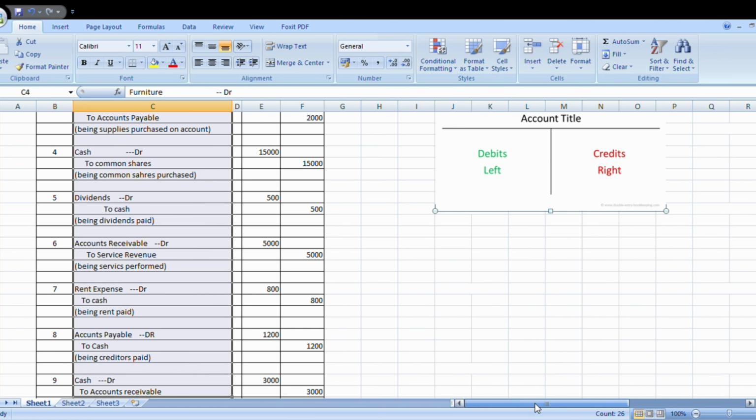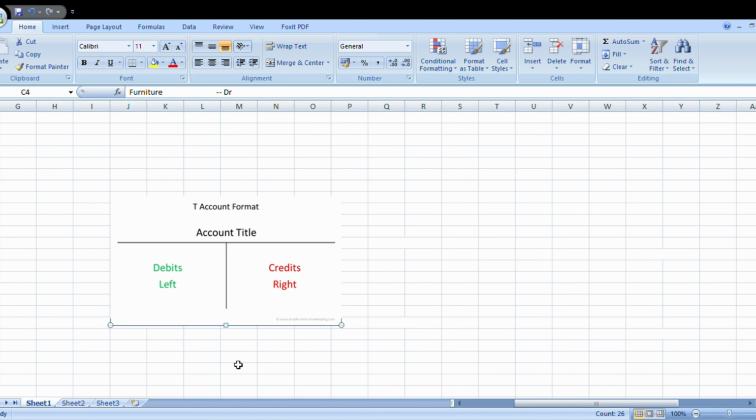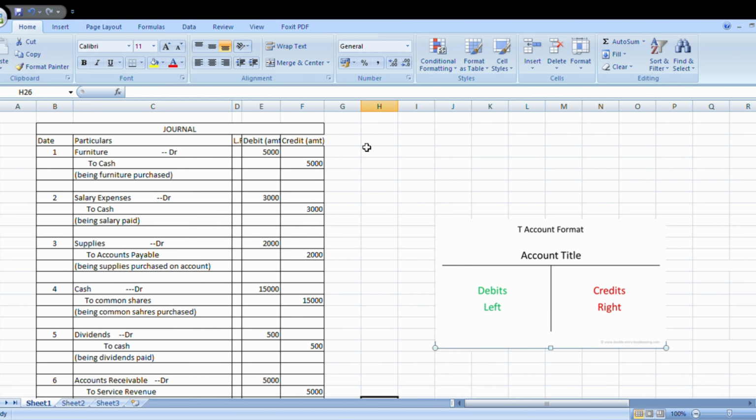For that purpose, we prepare an account which is called T-shape account, and this is the format of T-shape account. On the top of the account, we write the title of the account, like the head, for example, name of the assets, name of the liabilities, or revenues or expenses, like furniture account, equipment account, creditors account, accounts receivables, etc. On the left side, we have all the debits, and on the right side, we write all the credits. Left side records all the debits and right side records all the credits. So we make account for each head present in the journal entries.